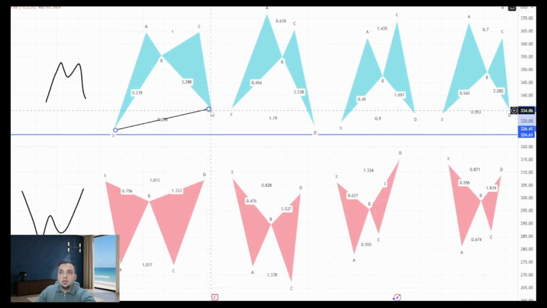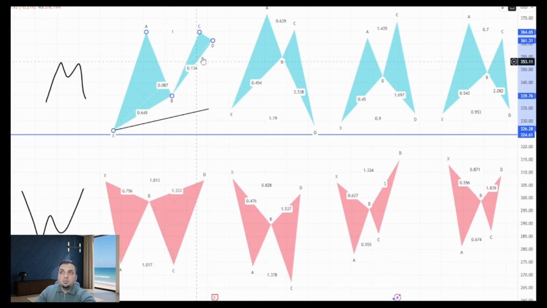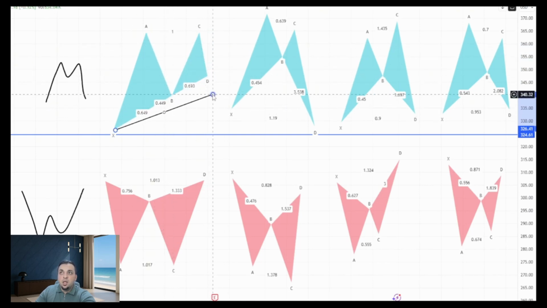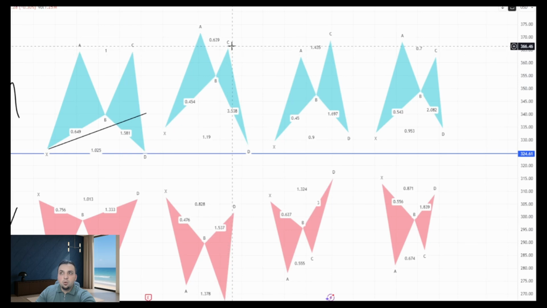Okay, but one thing: it cannot be higher than B. For example, the B can be right here. It cannot be higher than B. It has to be lower than B, equal to X or lower than X. Okay, so this is exactly what you see here.